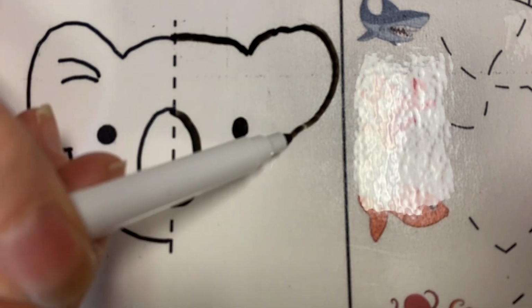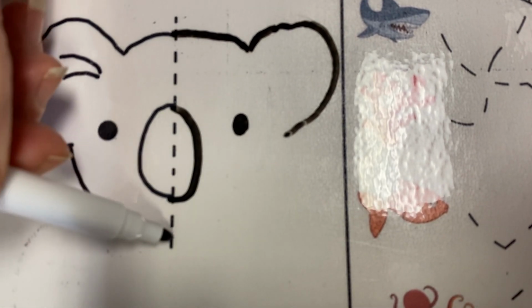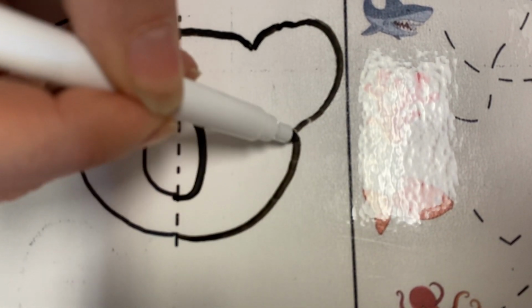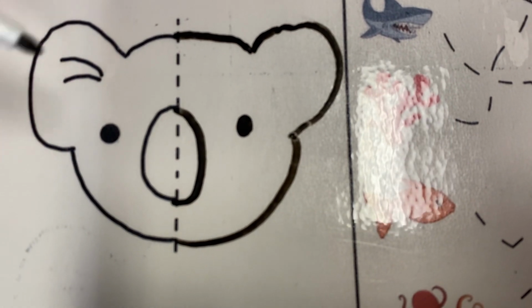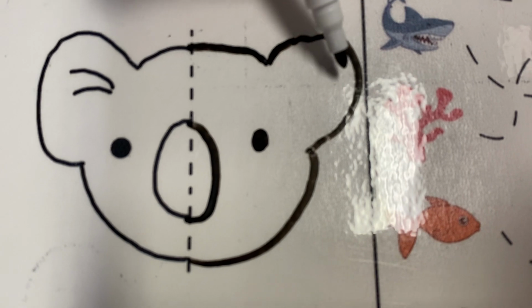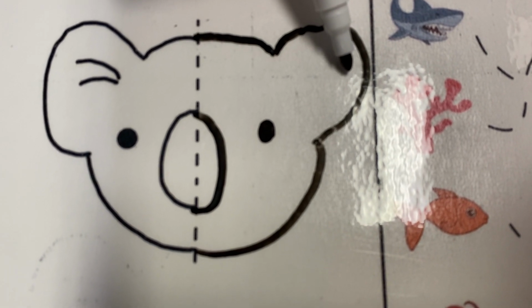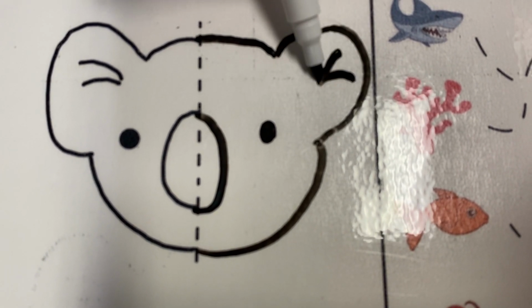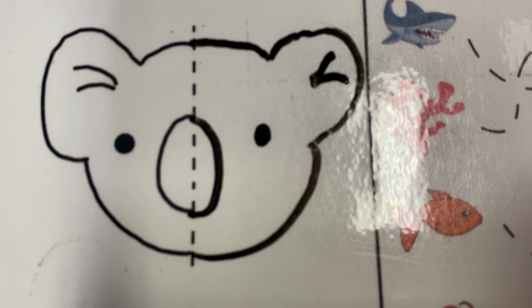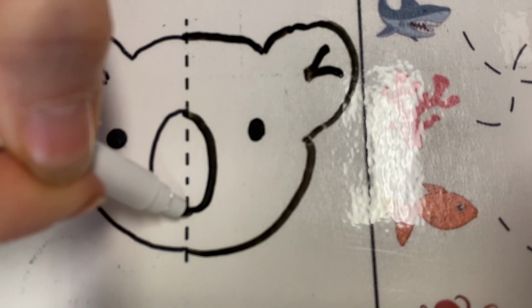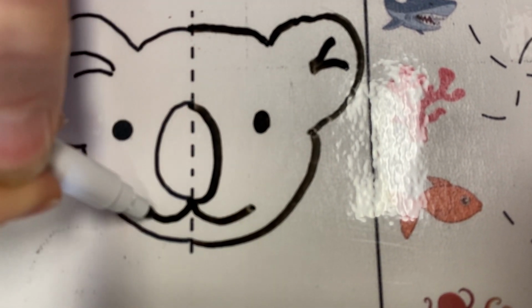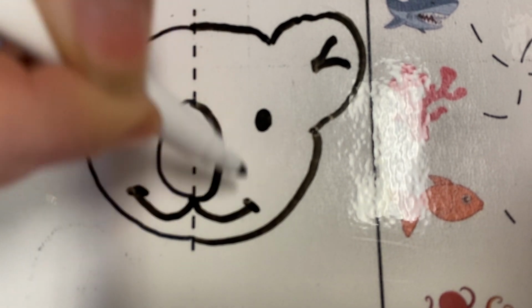And maybe right about there. And then maybe I'll start down here and bring it to it. Oh, look at that, that's pretty good. Just missing some ear hair. Let's see. It's open on this end and goes in. Very cool. That's pretty cute. Maybe we should give it a little smile. Aw, look at that. What a happy, friendly koala.